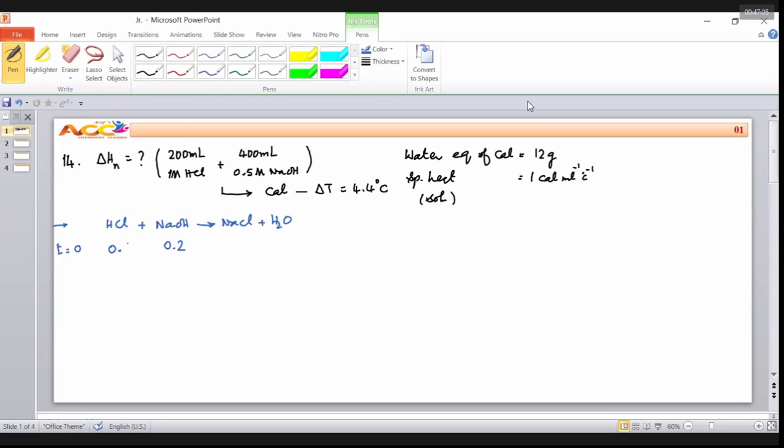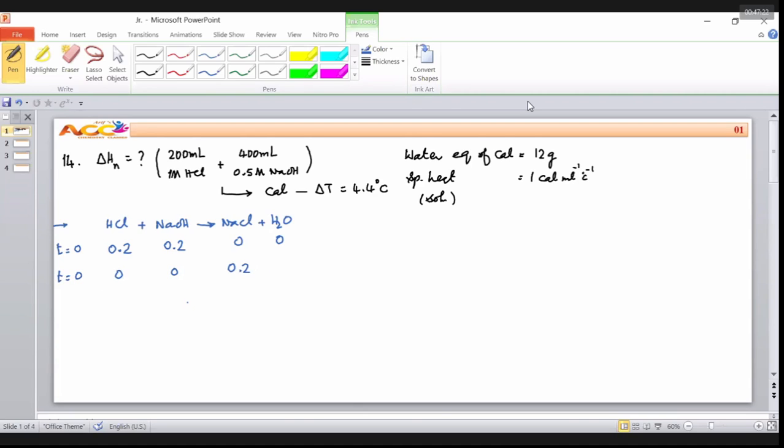0.2 moles and 0.2 moles. Do you have any limiting reagent? No, sir. Both of them are present in sufficient quantity. Therefore, when the reaction is over, I got 0, 0, and I got 0.2 moles of salt.